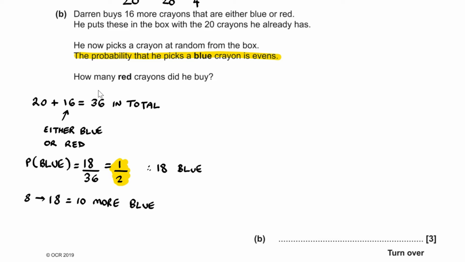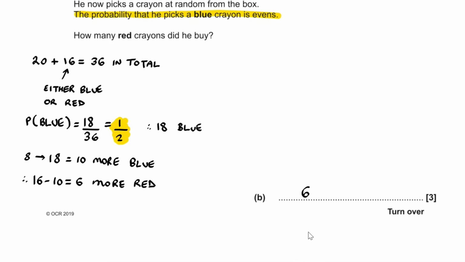And if we add 16 new counters in total, that means that we have 16 take away 10, which is 6. So we added 6 more red. So therefore he got 6 red counters, crayons.